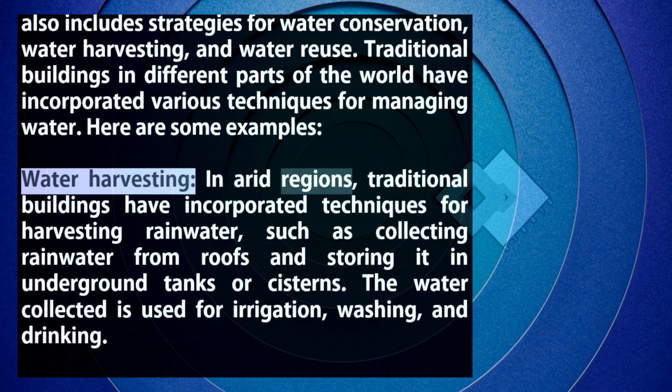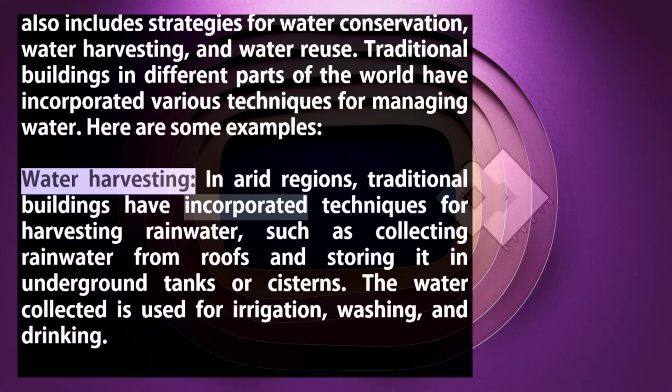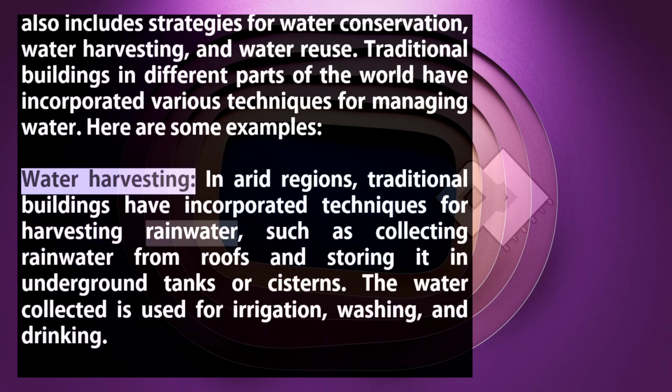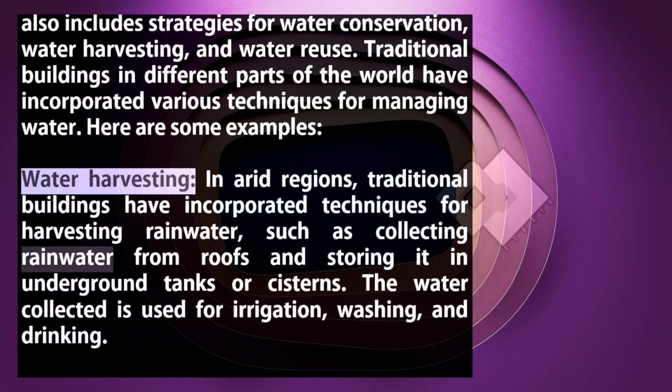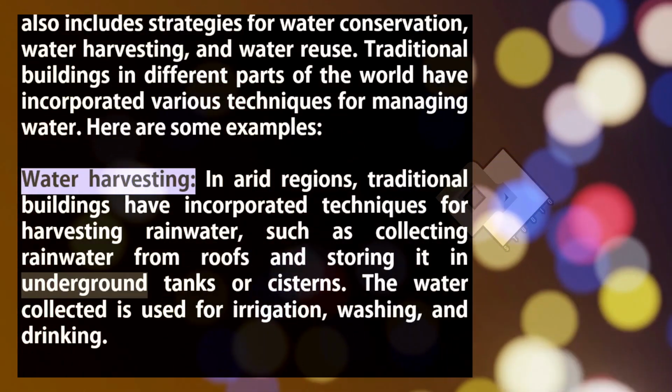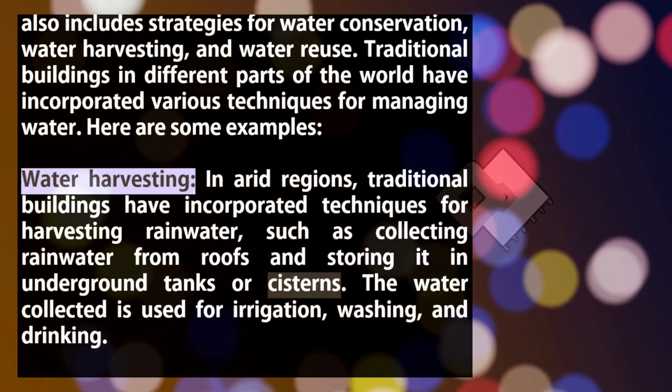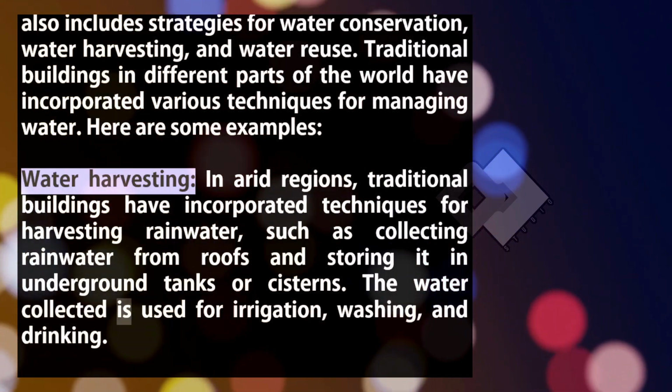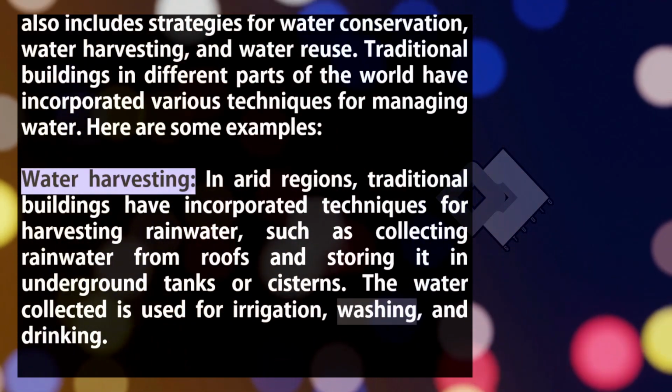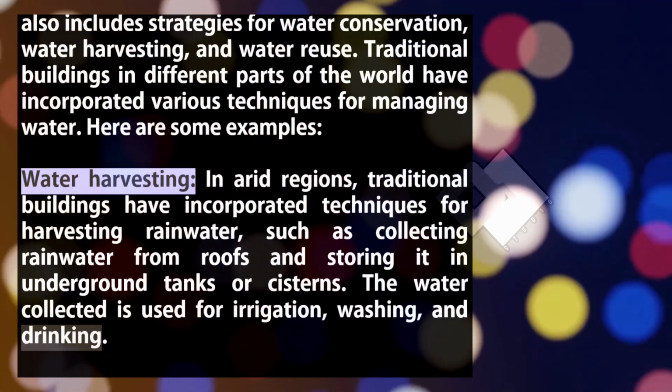In arid regions, traditional buildings have incorporated techniques for harvesting rainwater, such as collecting rainwater from roofs and storing it in underground tanks or cisterns. The water collected is used for irrigation, washing, and drinking.